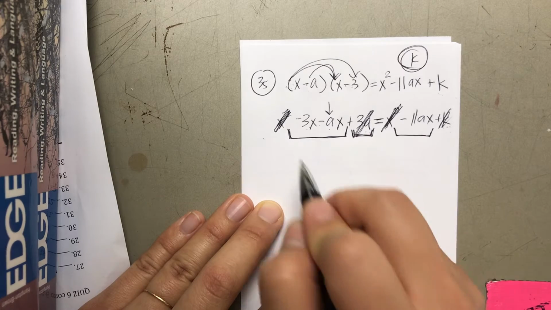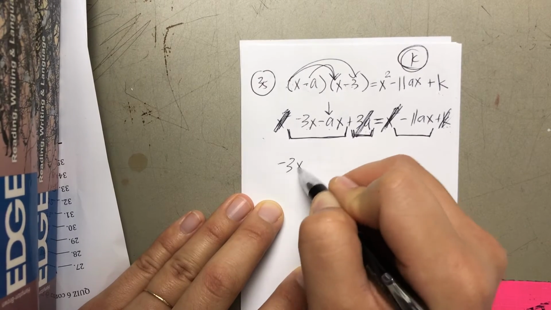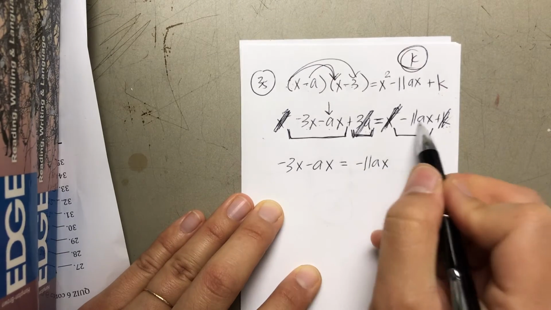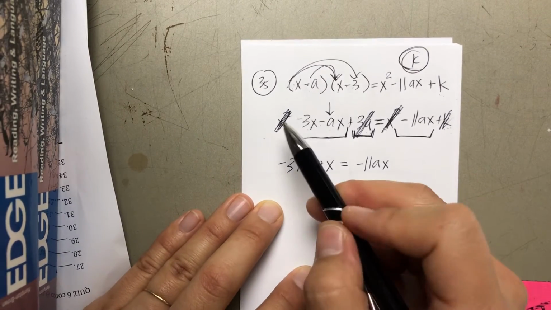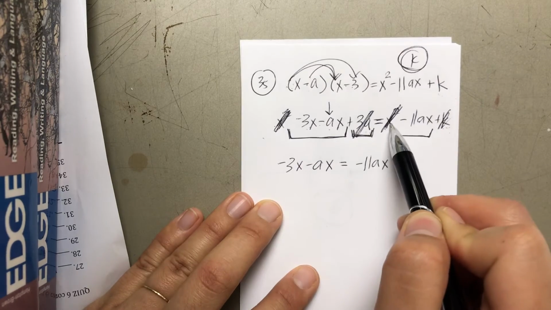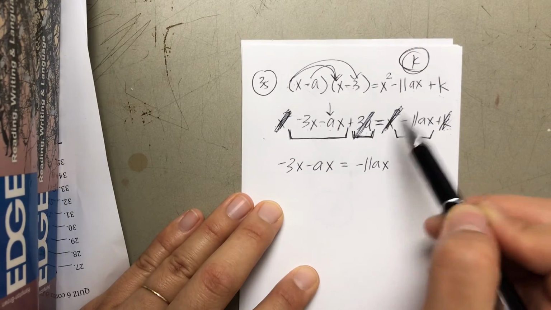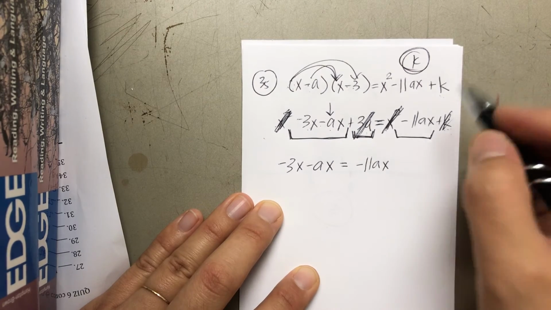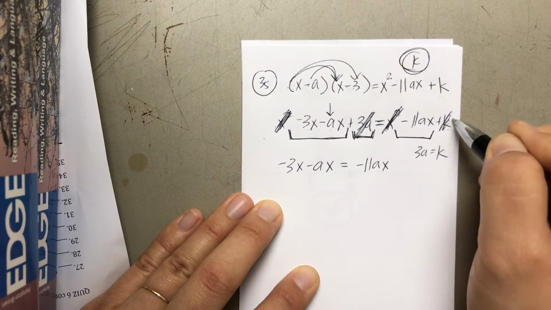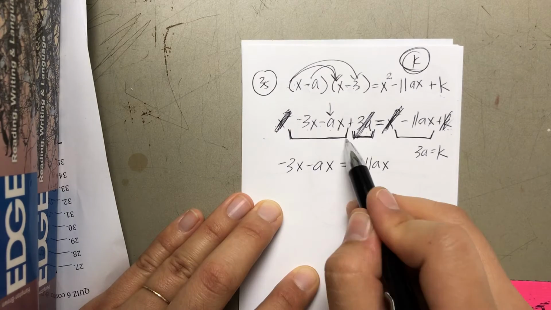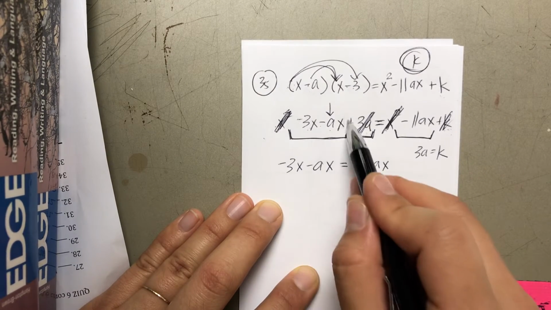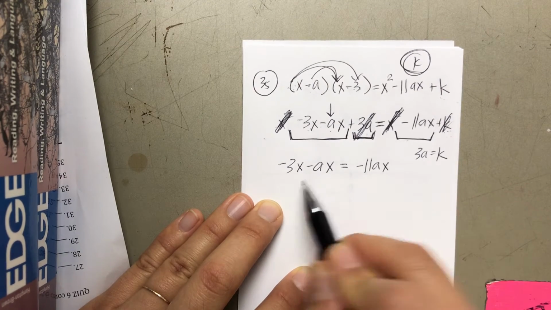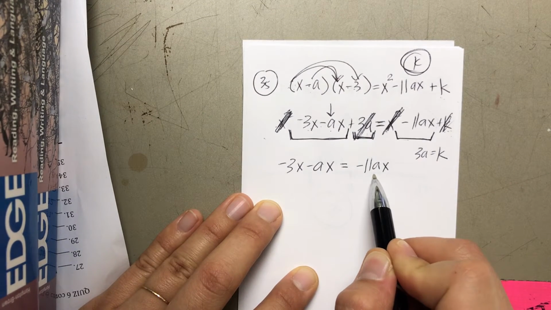On this side right over here, we got negative 3x minus ax equals negative 11x. Concentrate on this portion. Again, I want you to see what we did. We crossed out the x squared and the x squared on this side, because what we have on this side equals this side. That doesn't matter anymore. We know that 3a equals k. So what I'm looking at right now is this portion right here. This portion is one number, and that's going to equal this number on this side, which is why I'm equaling it over here.